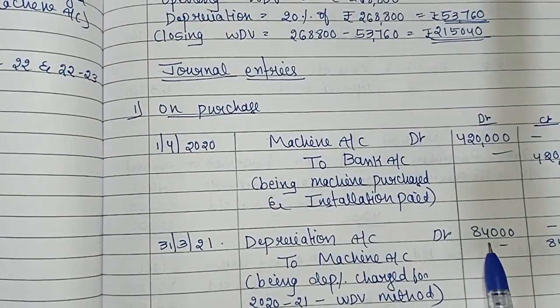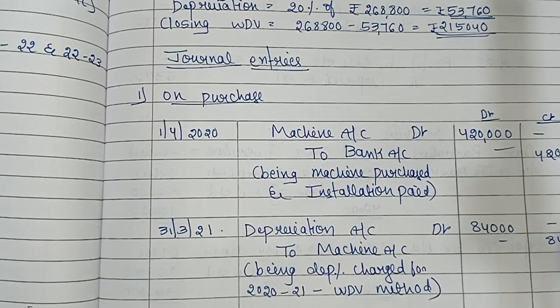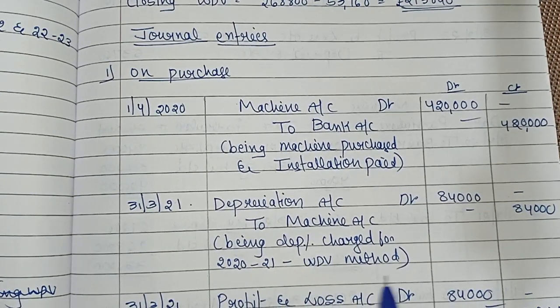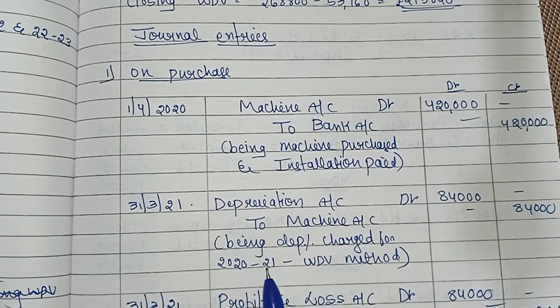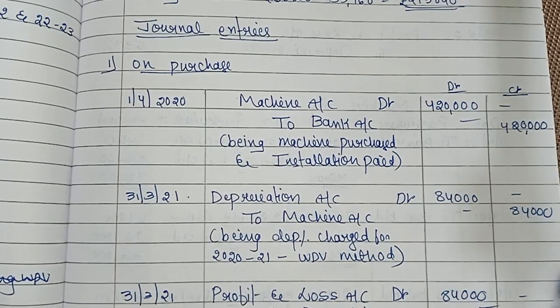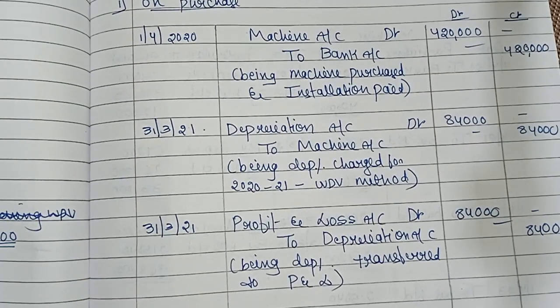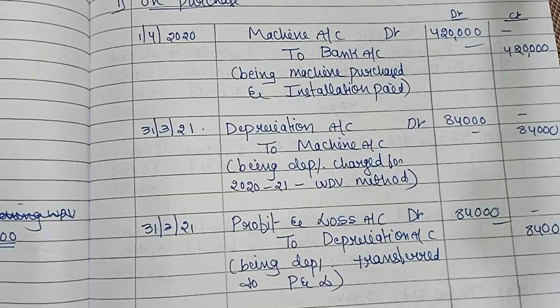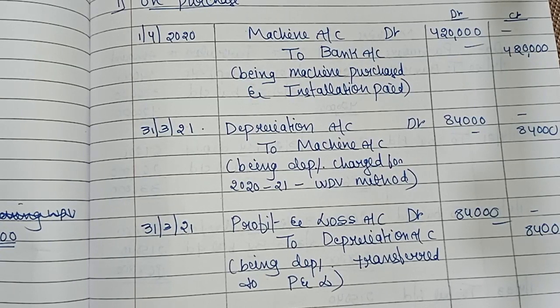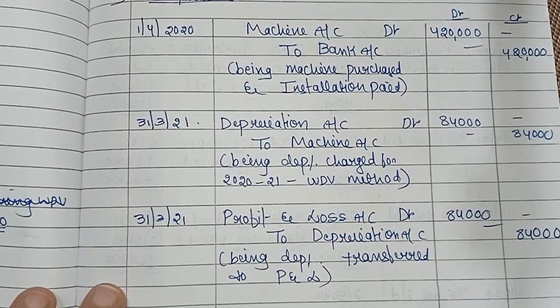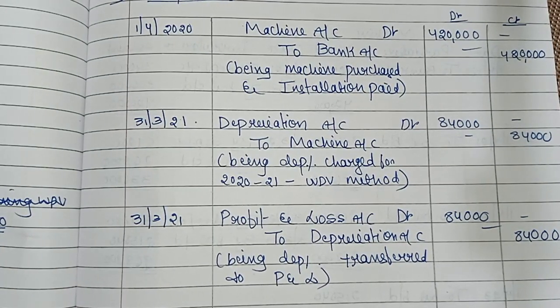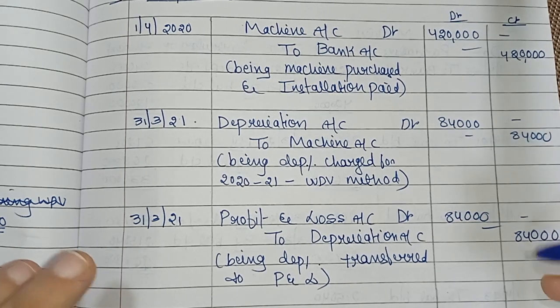See here we have calculated 20 percentage on 4,20,000, that is rupees 84,000, being depreciation charged for the year 2021 under written down value method. Now what is the third journal entry? Now we have to transfer this depreciation to profit and loss account. So the journal entry is profit and loss account debit to depreciation account, that is 84,000.